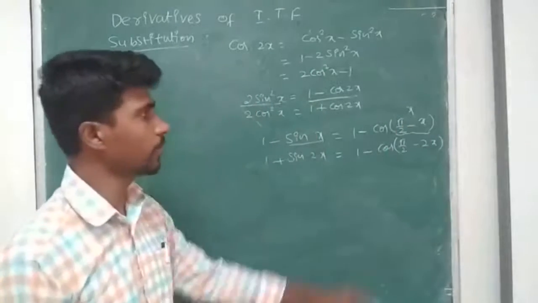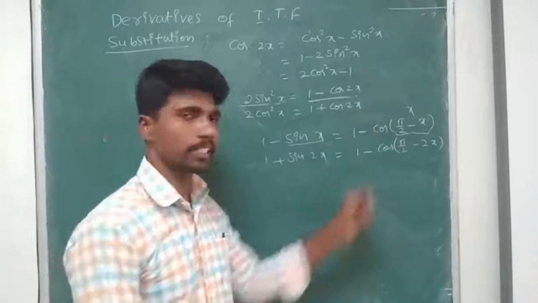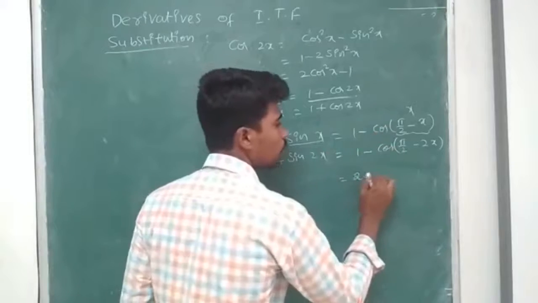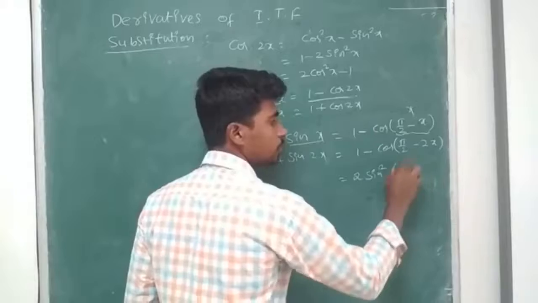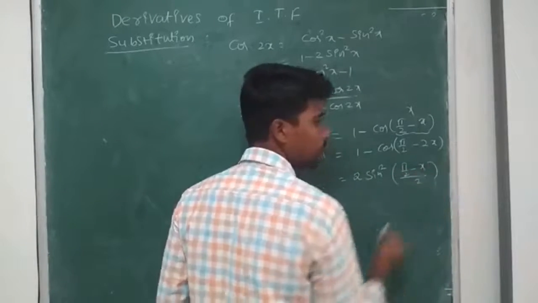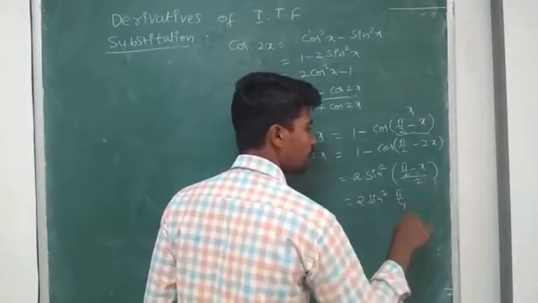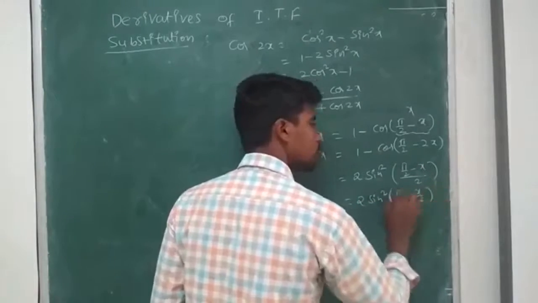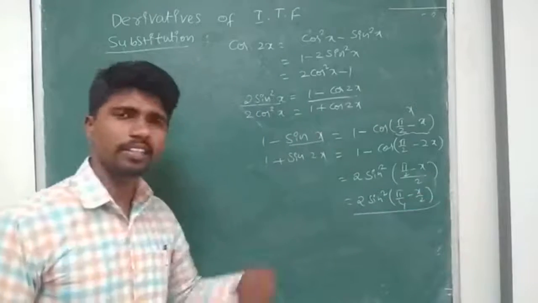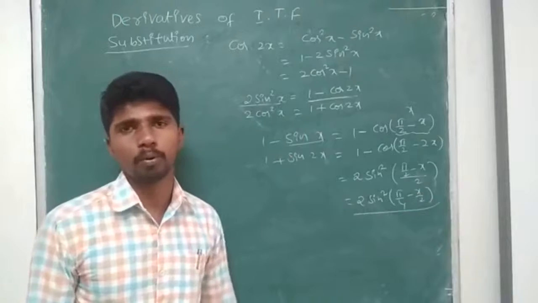It is in the form of 1 minus cos x. 1 minus cos x can be written as 2 sin square x by 2. Sin square x by 2 is nothing but sin square of (pi by 2 minus x) whole by 2. So we get 2 sin square (pi by 4 minus x by 2). So in this way, these conversions we have to use based on the given problem, right?